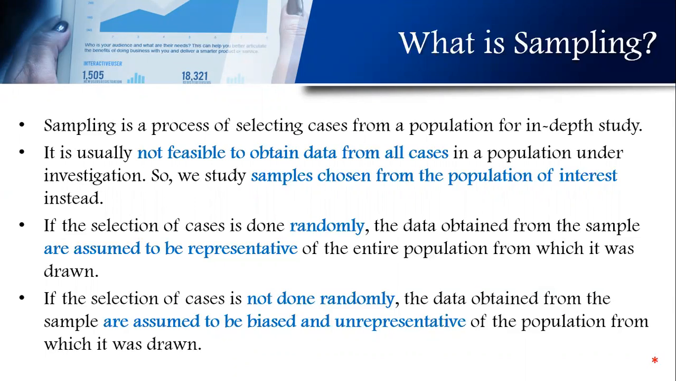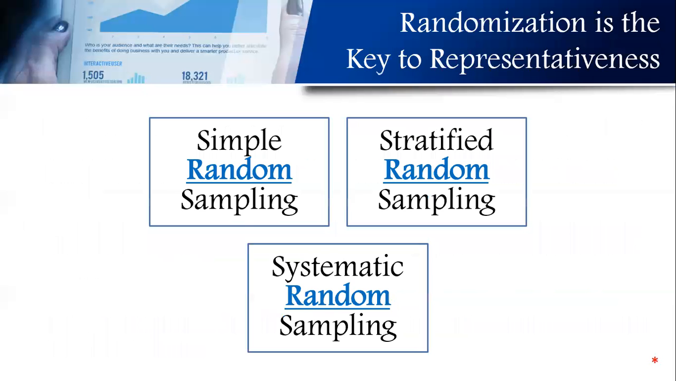If the selection of cases is not done randomly, the data obtained from the sample are assumed to be biased and unrepresentative of the population from which it was drawn. Overall, randomization is the key to sample representativeness. There are 3 types of random sampling methods: simple random sampling, stratified random sampling, and systematic random sampling.